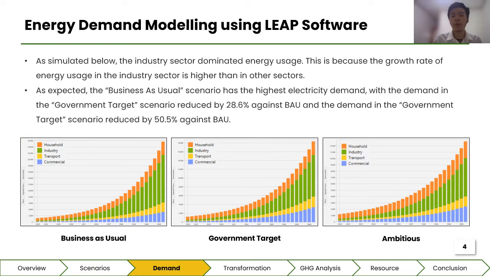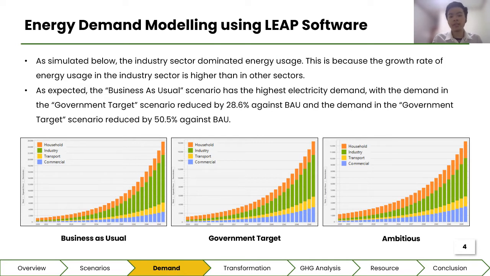So now we will talk about the energy demand modeling. The energy demand in Kepulauan Bangka Belitung is modeled using LIP software. As simulated below, the industry sector dominated the energy usage. This is because the growth rate of energy usage in the industry sector is higher than in other sectors, according to the data in RUPTL.